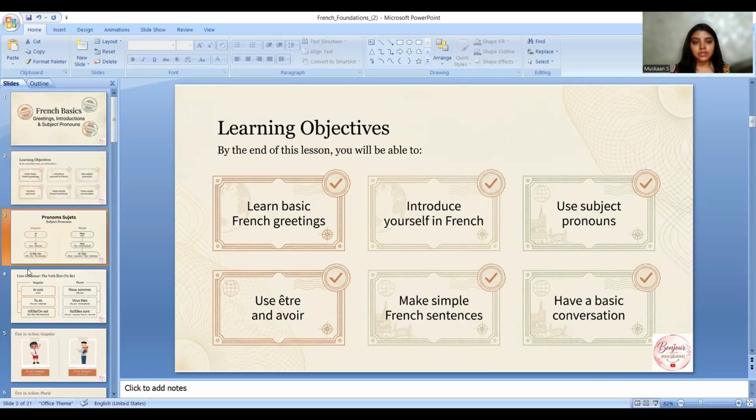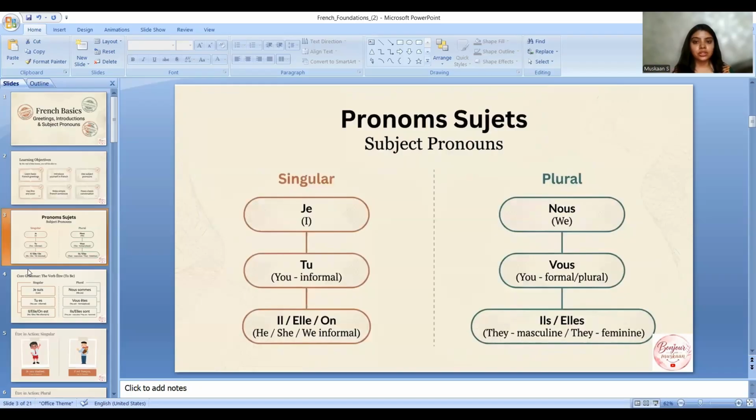So let's start. First of all, what are pronoms sujets? Now you know in English that subject pronouns are I, you, he, she, we, you, they, right? So how do we call them in French? Let's see. So first is je. Here je means I. So the first column which you can see, these are for singular pronouns, and the second one is for plural pronouns. First of all, we will be doing the singular one. First is I. How do we say I in French?